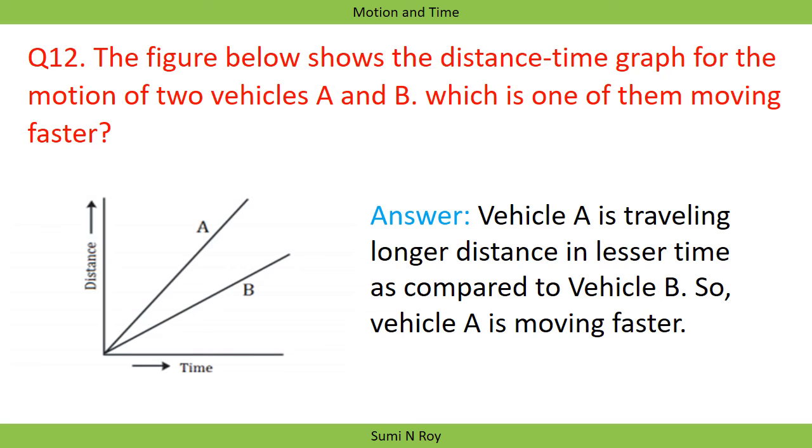Let us extend the graph from the origin. So you can easily see, as time is progressing, the distance covered by vehicle B is always less, and the distance covered by vehicle A is always more. So here we can say that vehicle A is covering more distance in less time. So vehicle A is faster, because we know that the vehicle which covers more distance in less time is faster. So vehicle A is traveling a longer distance in lesser time as compared to vehicle B. So vehicle A is moving faster.